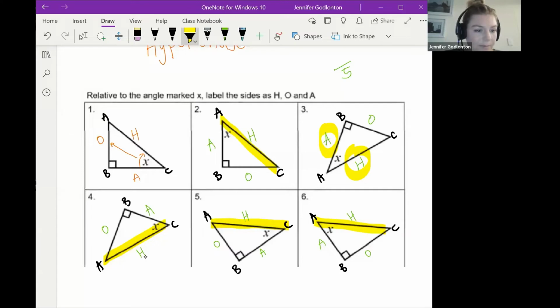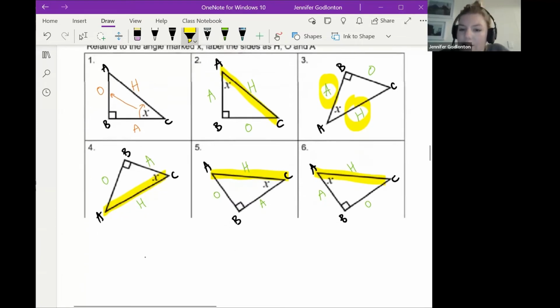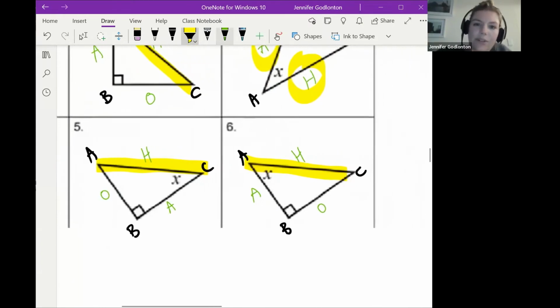Okay. Tomani says, may you please explain number 6 again, please? Absolutely. So number 6. The first thing we would look at is here is our right angle. And so our side that's opposite the right angle, that's going to be our hypotenuse. So that's my H. Then this is the angle that I'm caring about. And so the side that is right next to that angle is my adjacent side. And then the side that is opposite to that angle is going to be my opposite.